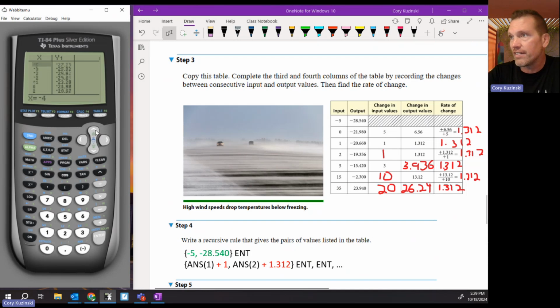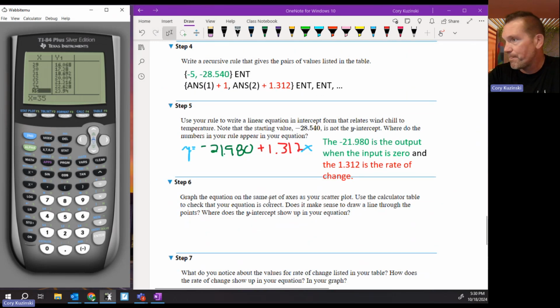At negative 5, there's the negative 28.54. At 0, there's the negative 21.98. At 1, negative 20.67. 2, negative 19.36. 5, negative 15.54. 15, negative 2.3. And 35, 23.94. Boom, it works. Okay, what else?